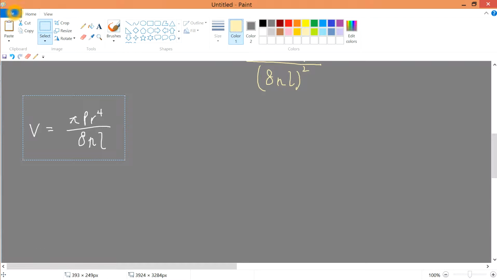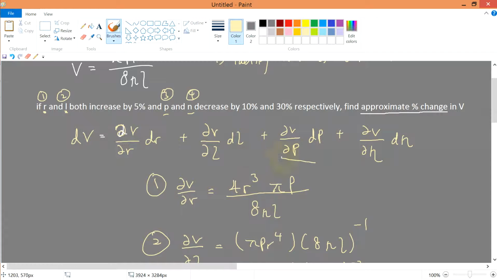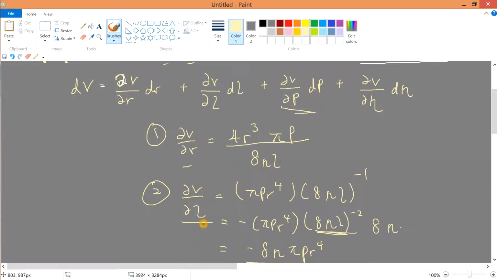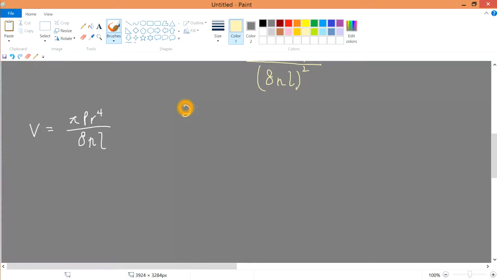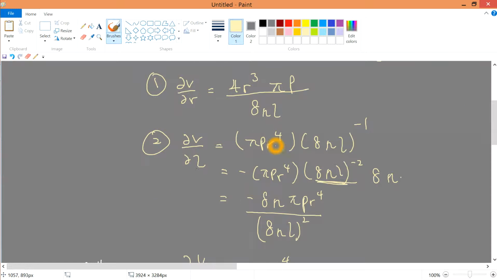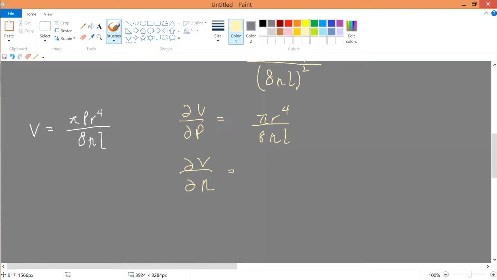Now we're going to do partial V partial P. We're going to do up two terms, these two terms. Let's continue with P. For partial V partial P, P is the numerator, so that's good. Let's differentiate. Nothing fancy. And then last but not least, partial V partial N. Here N is at the denominator.